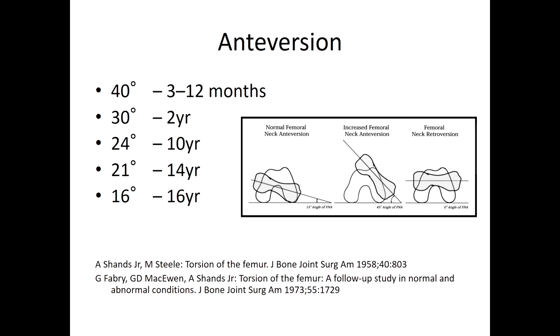What about anteversion? All normal babies at birth have an anteversion of 40 degrees, and gradually this anteversion remodels to an adult value at 16 years of 16 degrees. But generally, most of the remodeling is done by age 9, and if you want to do any derotational osteotomies, possibly age 9 is the best time.